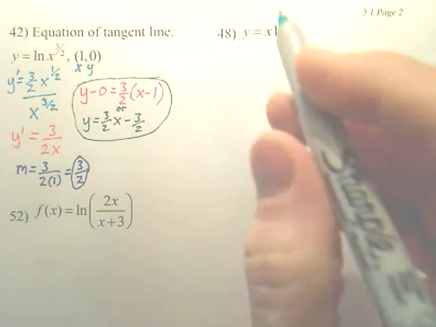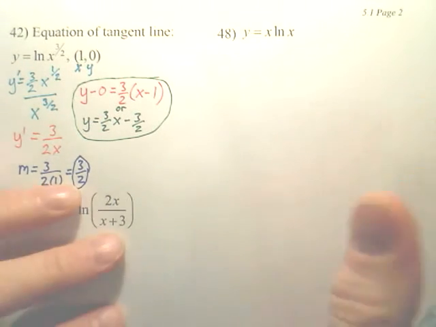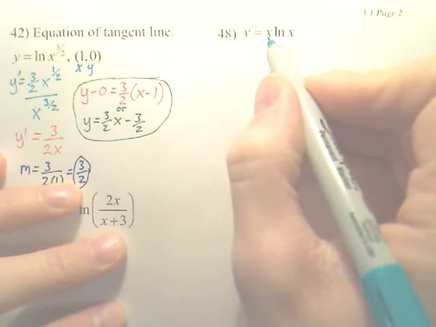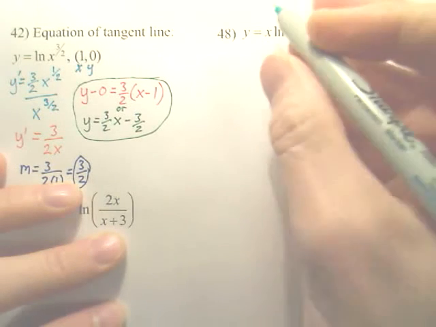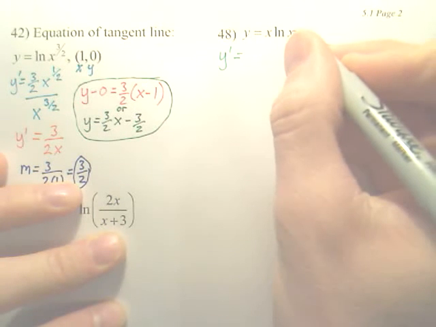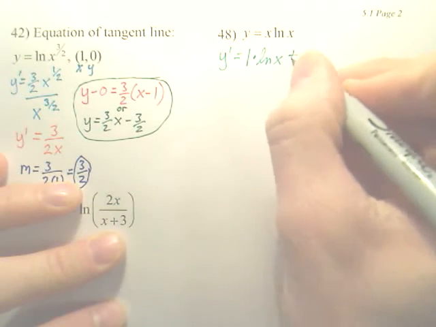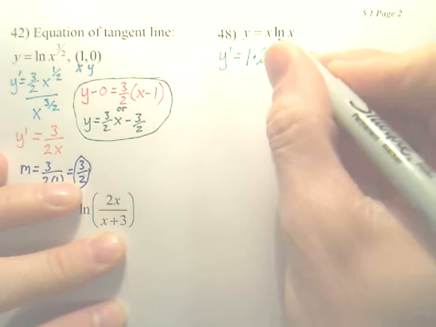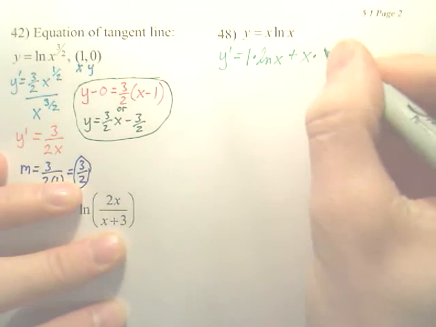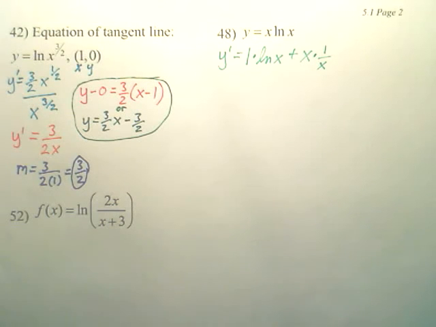Number 48, sorry, that was 42. 48, I want to just derive this. That's all they're asking. So to derive this, you are going to see a product rule. So y prime, the product rule states derive the first, leave the second. So derive x, you get 1. Leave the ln x. Plus, leave the x. What's the derivative of ln x? It's u prime over u, so x derived is 1 over u, which is x. There's my answer, but it could be simplified.